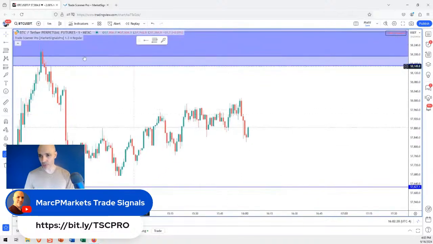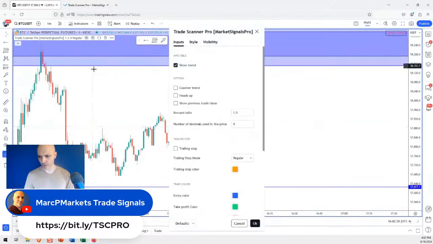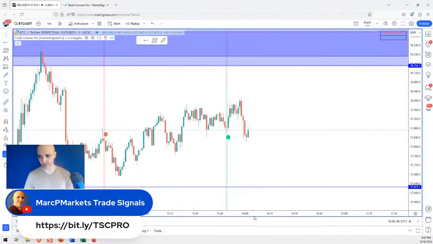Now, this chart is clean, right? There's nothing on this chart. Let me switch over to the settings panel. When you first get the Trade Scanner Pro, all of these settings are off, so you've got to turn them on, right? Trailing stop. You want to turn on show previous trades, and you want to show heads up. We don't have to turn counter trend on. We just explained why, okay?